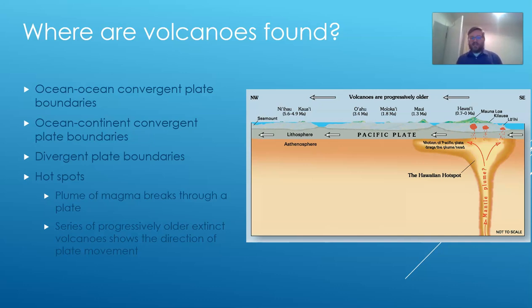We don't 100% know exactly why hotspots occur where they do, but we know that they're a thing. We know that they happen, and they may be happening just in the middle of a plate. They may be very far from any sort of plate boundary, but we get this plume of magma coming up out of the asthenosphere. And as it rises, it's eventually going to basically punch a hole through the plate and create a volcano there. So this plume of magma breaks through the plate and creates a volcano.